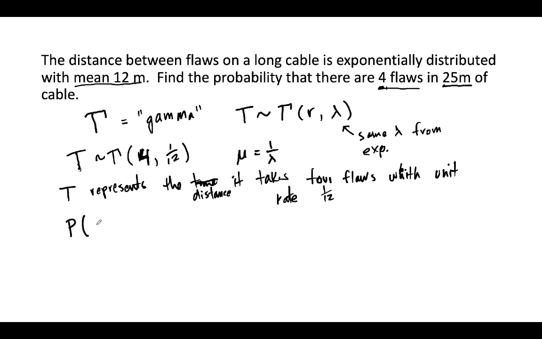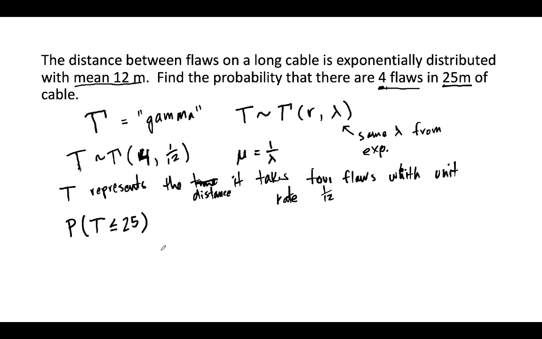We're looking for the probability that t is less than, or it could be equal to, 25 meters. So the probability that there's 4 would be the probability that t is less than 25. That's what we're looking for. Now, I will give you a formula at the end of this where you could solve for this directly.